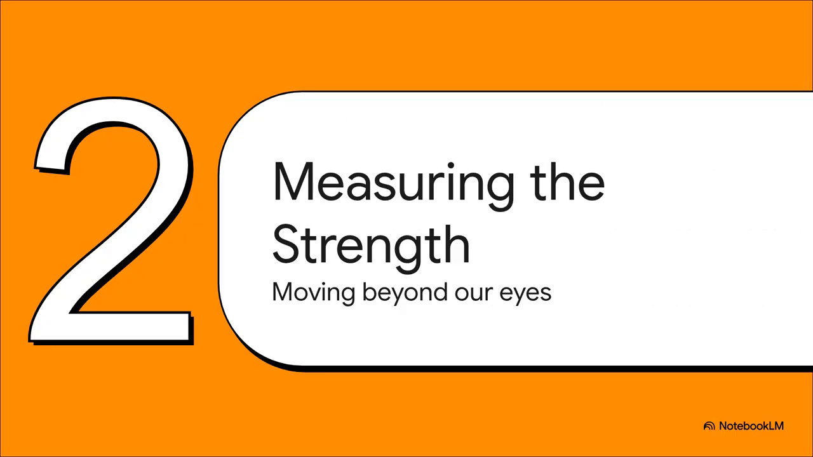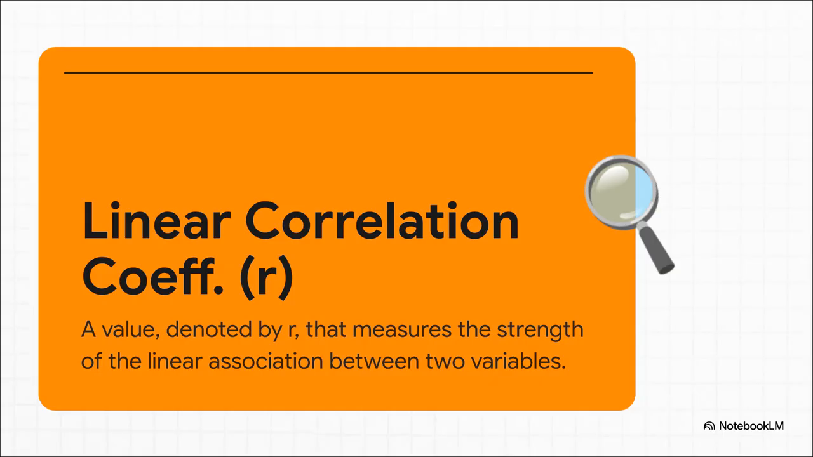So seeing a pattern is a great start. But let's be honest, our eyes can sometimes be a little deceiving. To be really scientific about this, we need to go beyond just looking. We need a hard number that tells us exactly how strong that connection really is. And that number has a name. It's called the linear correlation coefficient, but pretty much everyone just calls it R.